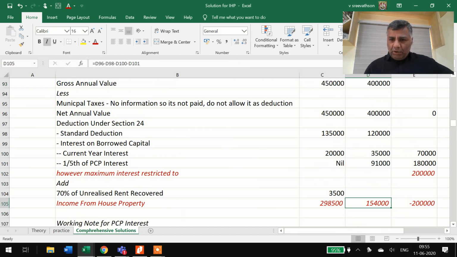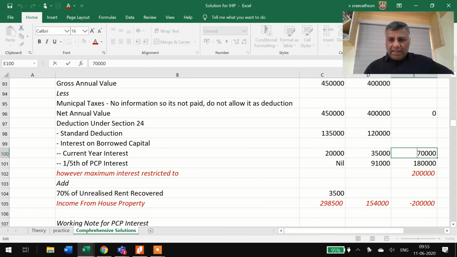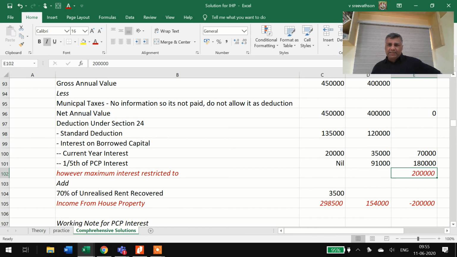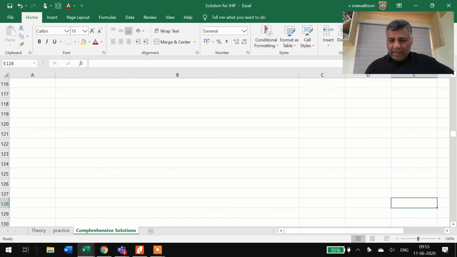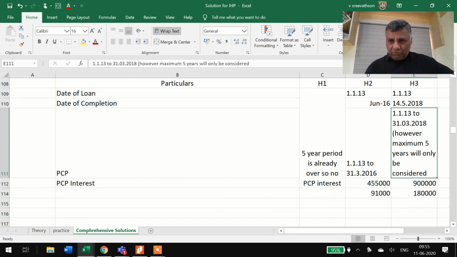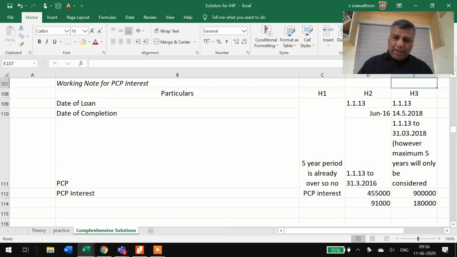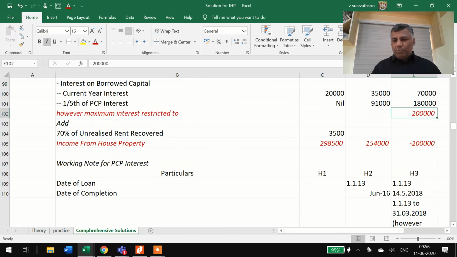So I'm getting 154. Here I'm getting 70 plus 180, 250, but it is restricted to 2 lakhs. Maximum you can claim is only 2 lakhs. Here majority of you have not given that, only 5 years. Though you are getting 12, 13, 13, 14, 14, 15, 15, 16, 16, 17, 17, 18, what you can claim is only for 5 years, but that anyhow can be restricted up to 2 lakhs. Even if you have made a small mistake there, if you are able to restrict it to 2 lakhs, you are through with that.